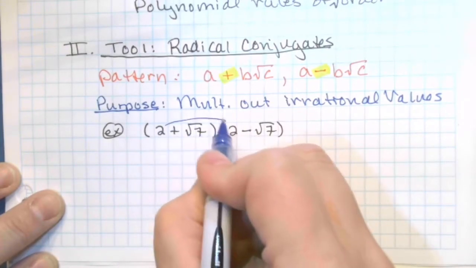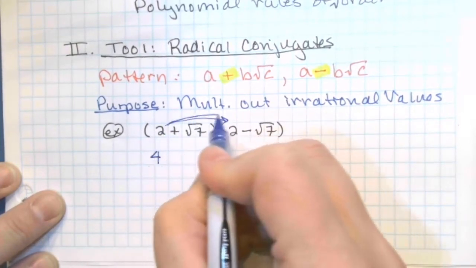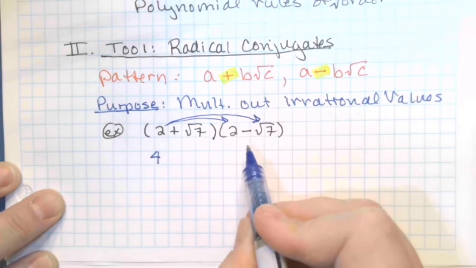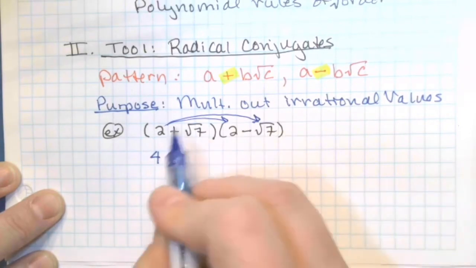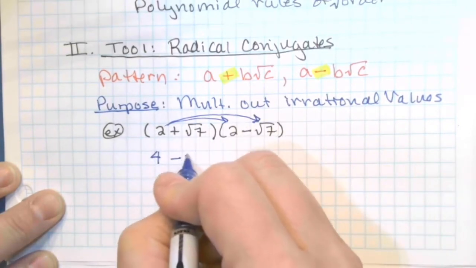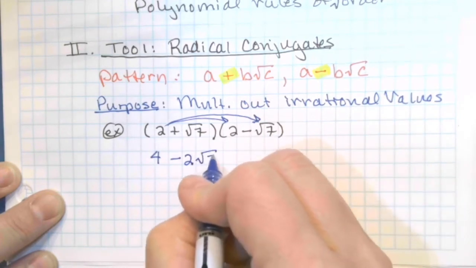2 times 2 is 4. And then we're going to multiply here. Remember, scalar first, radicand second. So 2 times a negative 1 is negative 2. And we just tag that radical 7 on.